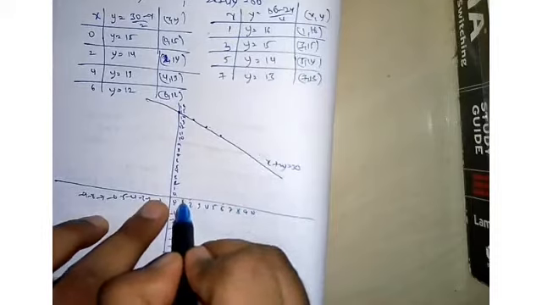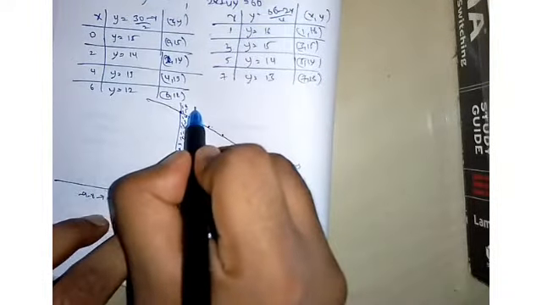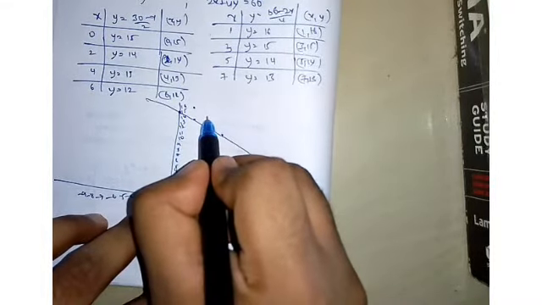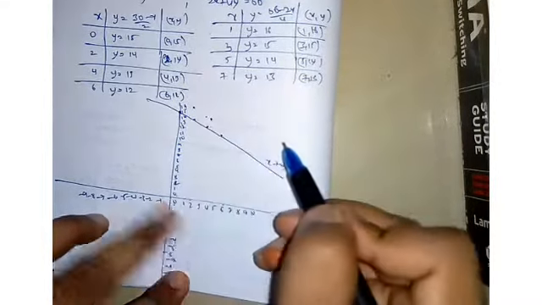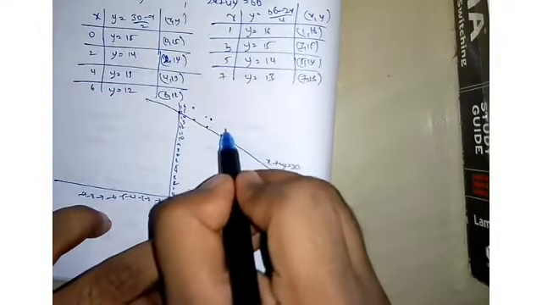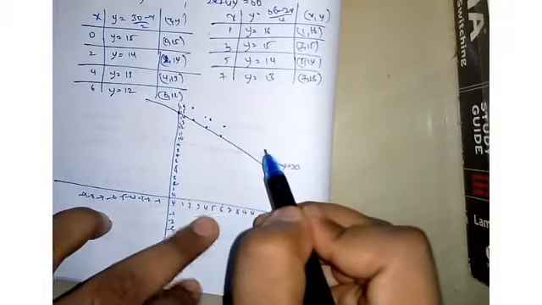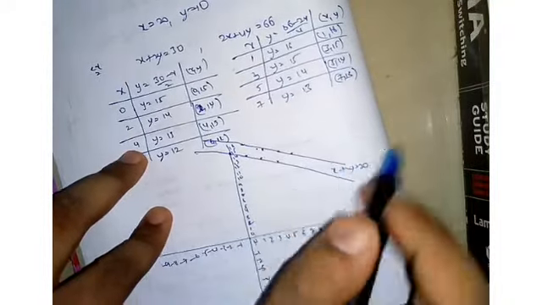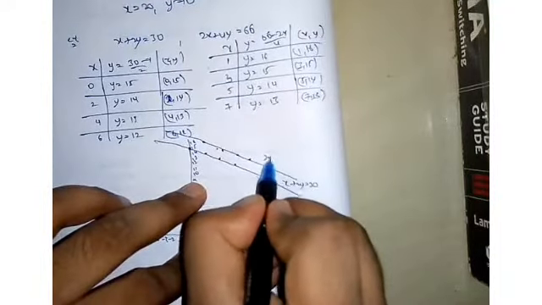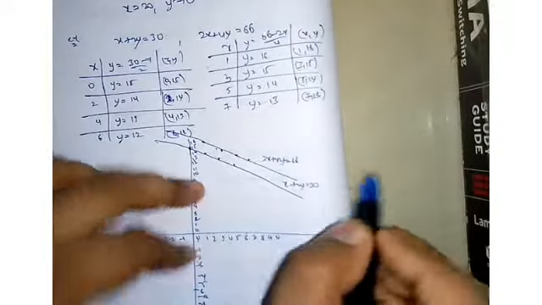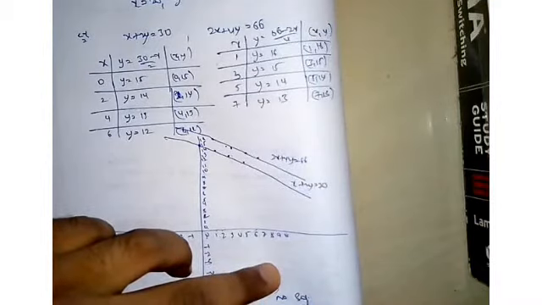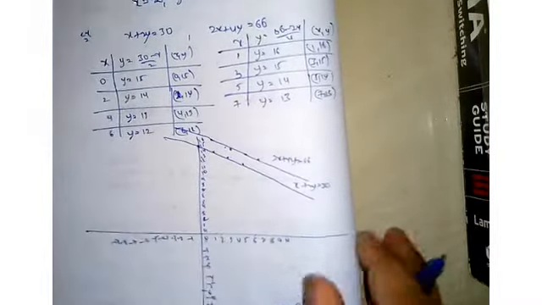Next line: 1 comma 16, somewhere here. 3 comma 15, somewhere here. 5 comma 14, somewhere here. 7 comma 13, somewhere here. If you join these, you get a line parallel to this line, which is 2x plus 4y is equal to 66. So these two lines are parallel, so no solutions. They never intersect, so you don't have any solution for this.